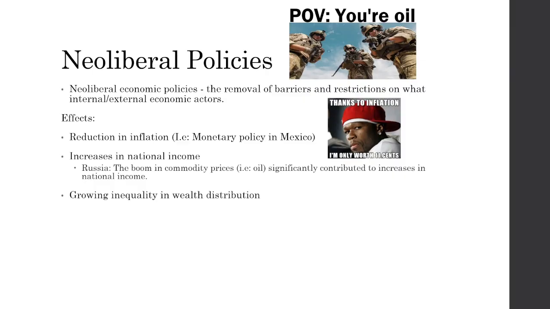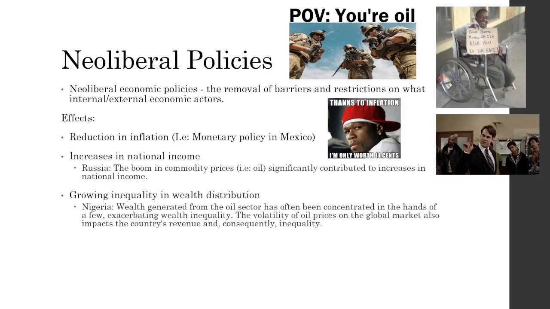We can also see growing inequalities. It could be considered a more negative effect in wealth distribution. And in Nigeria, this is prominent due to wealth in the oil sector being concentrated in a few. They're not called anything, but they're pretty wealthy compared to the rest of the country. And the oil reserves are predominantly in the south as well, so that could leave regional inequalities. And as we said earlier, the oil prices fluctuate dramatically on the global market, so this impacts the country's revenue very much so, and it can also impact the country's revenue at unequal rates.